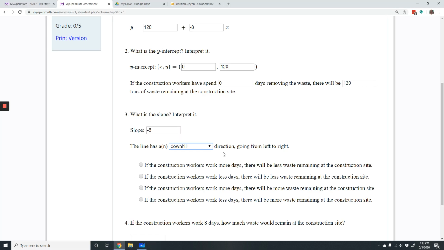So that means that if the construction workers work more days, there will be less waste remaining at the construction site. That's true. The more days you work, the less waste there will be. I should say that there's actually another acceptable answer here, and you could answer either one and be correct. Another way to look at it is if the construction workers work less days, there will be more waste remaining at the construction site, right?